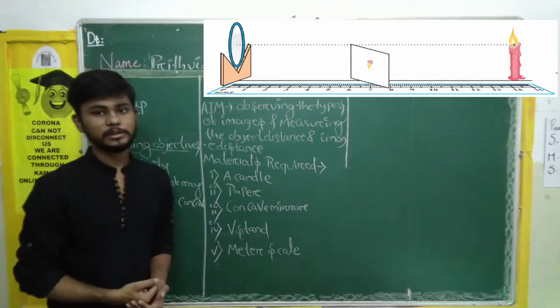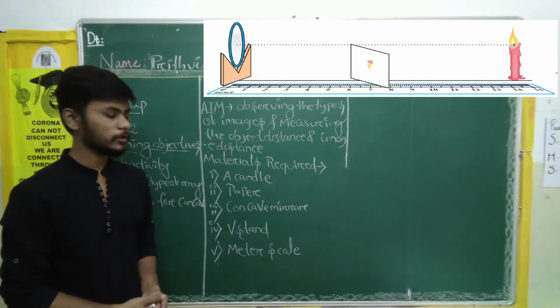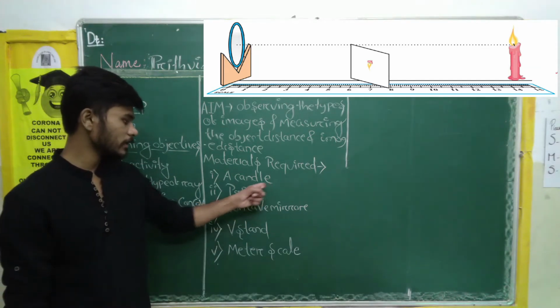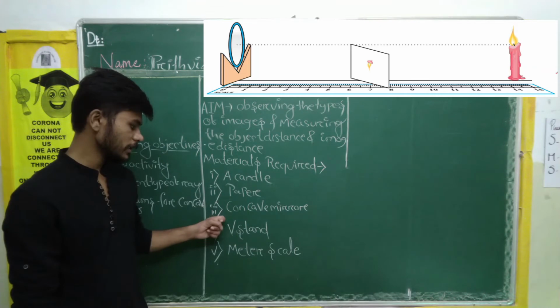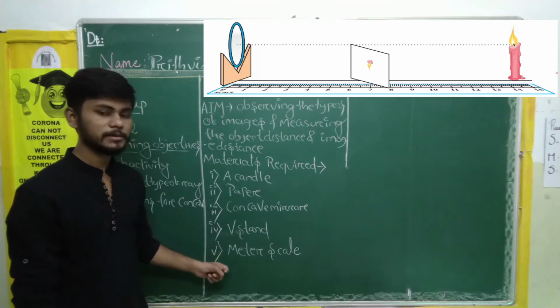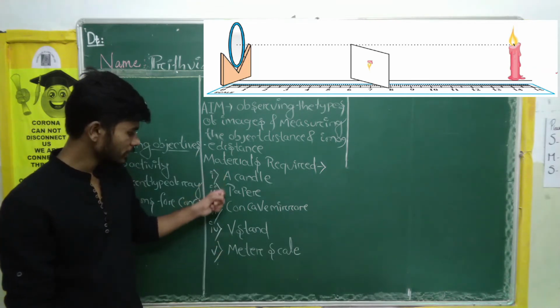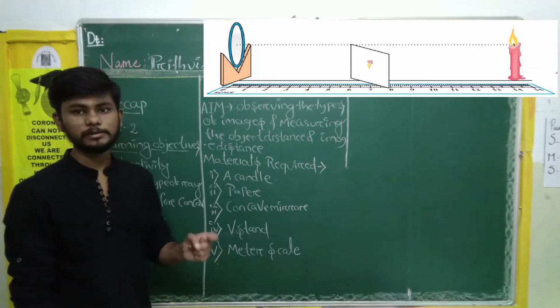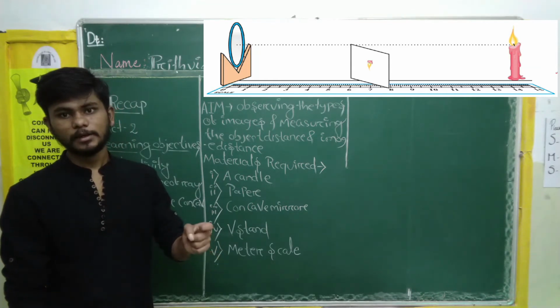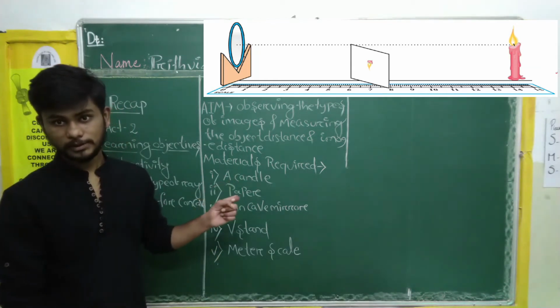Students, as you can see, what are the materials we need for this particular experiment? We need a candle, a paper, a concave mirror, a V-stand, as well as a meter scale. These are the materials which are very essential to perform this particular lab activity. After that, we will go for procedure.